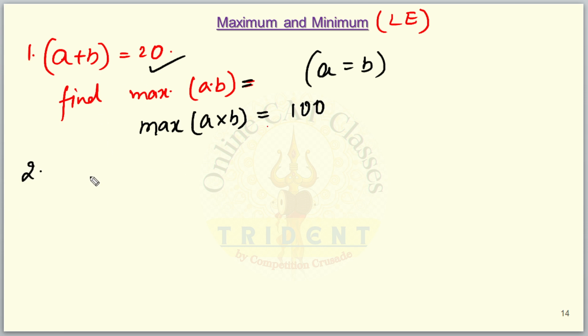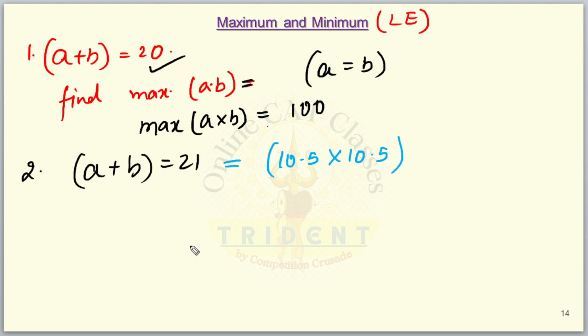What if instead of 20 it was given as a plus b is equal to 21? Think about it. Before you jump into thinking that it can be 11 into 10 or something of that sort, the first thing that should strike you is that it can be 10.5 into 10.5, two equal numbers wherein a and b are equal. That works if non-integers are allowed. If integers are not allowed, then we'll have to remedy that with some logic.